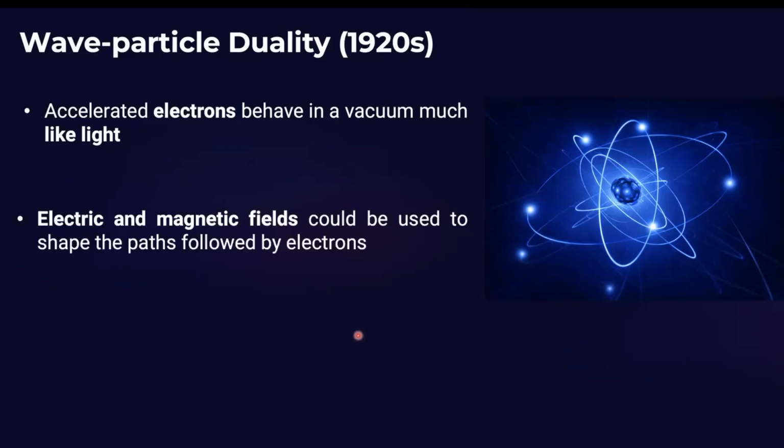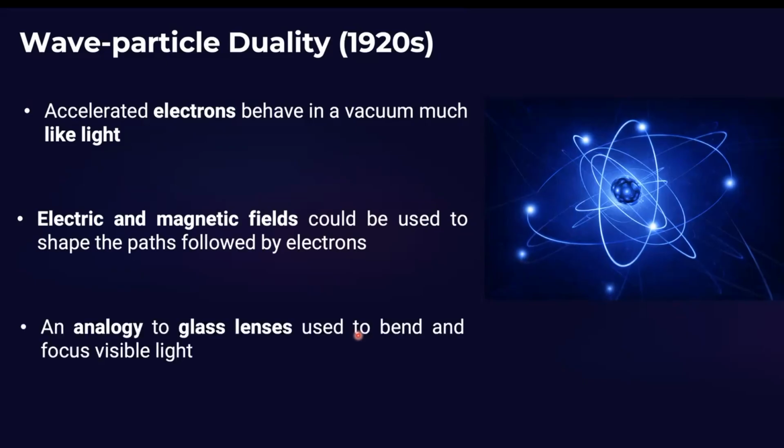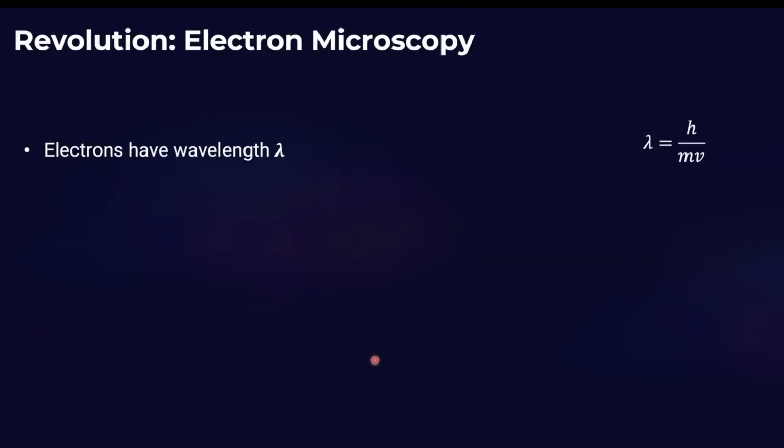Now, instead of glass lenses, which cannot be used because of the high power electron, high energy dose, electric and magnetic fields could be used to shape the paths followed by electrons. This is an analogy to the glass lenses we use in an optical microscope to bend and guide the light. So now we can look at how this revolution was done.